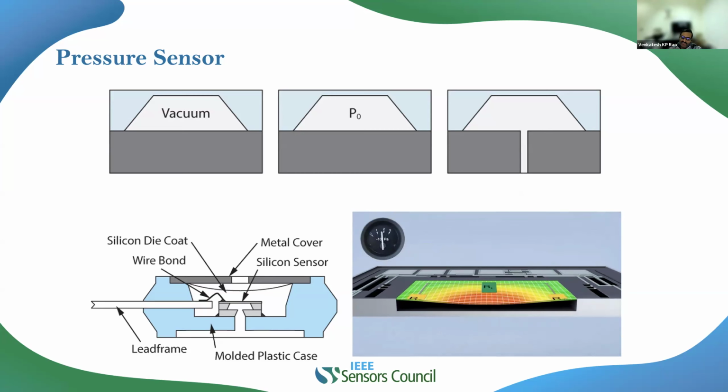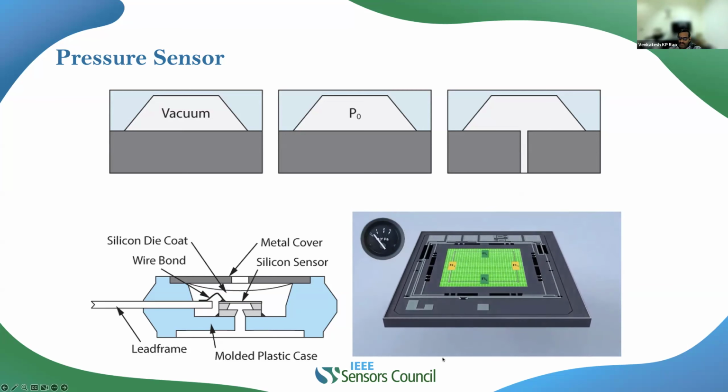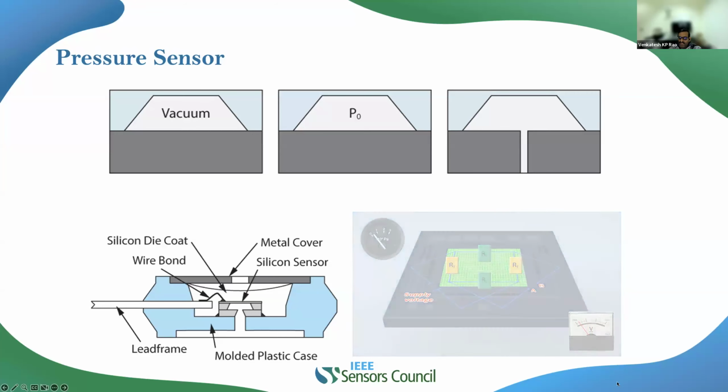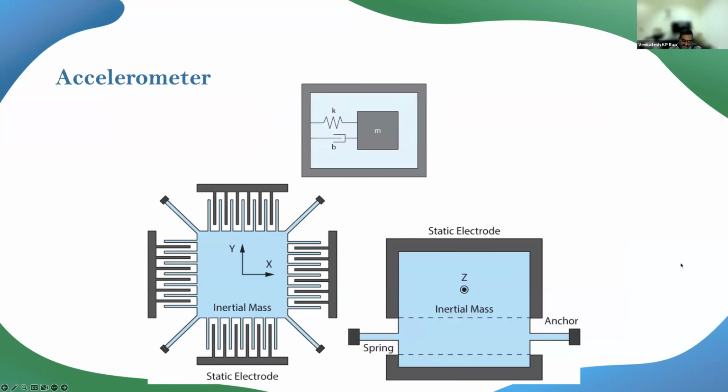Change in pressure leads to change in resistivity, which leads to change in resistance, right? Whenever there is an input pressure, you can see that there is a change in the voltage, which comes out from the Wheatstone bridge. So this is the basic heart of this Bosch pressure sensor under consideration.